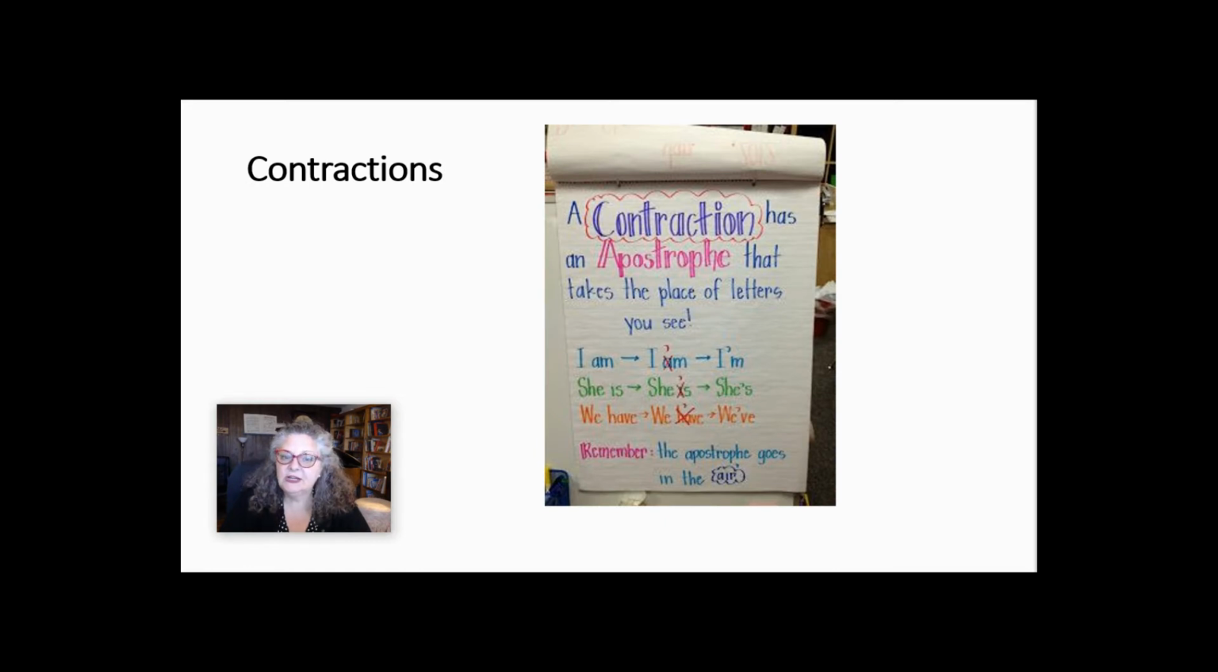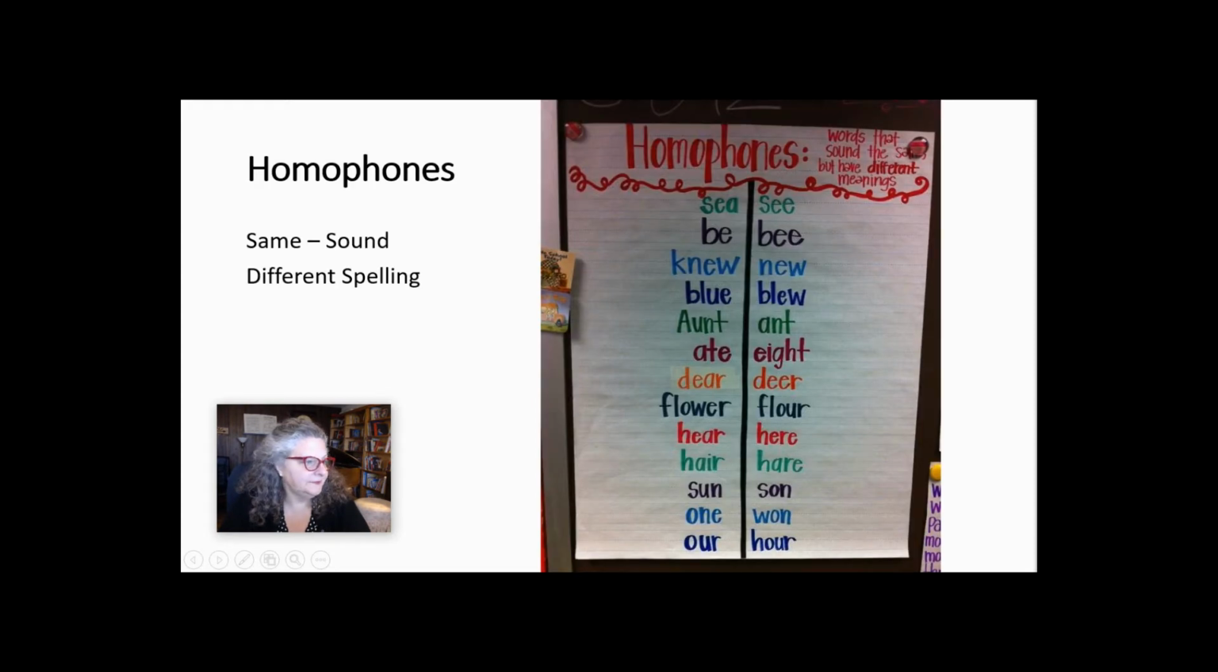Kids are learning contractions, right? How do we put two words together using an apostrophe to make a new word? So contractions are going to be part of syllable juncture.